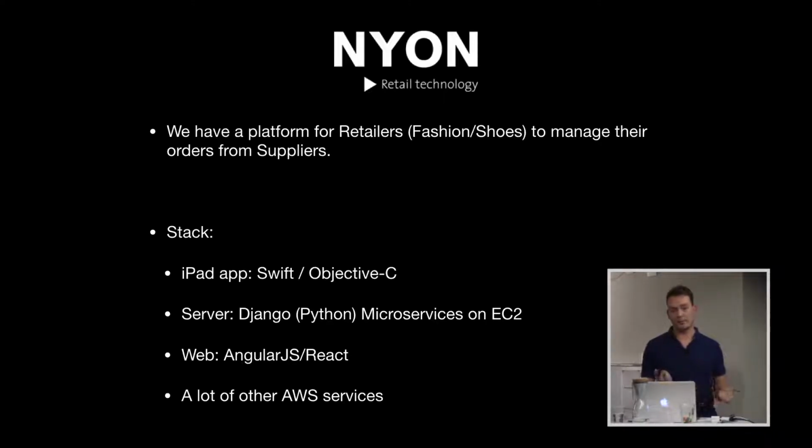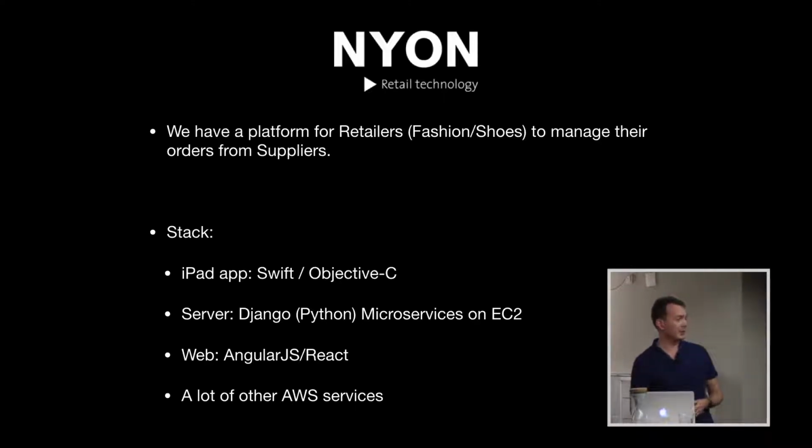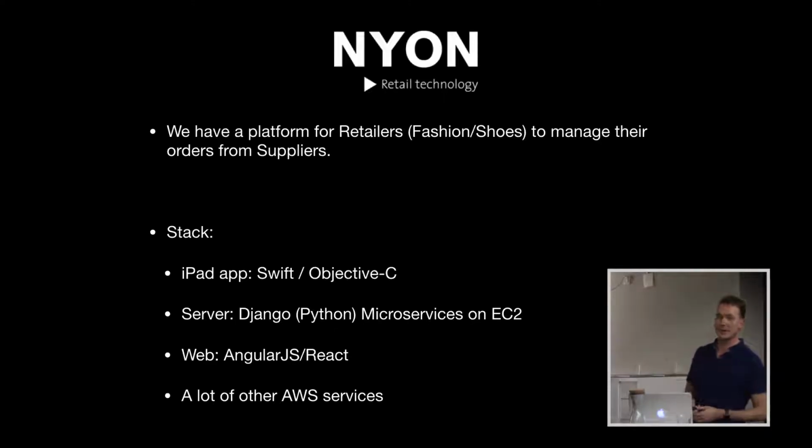On the iPad app, of course, we use Swift and Objective-C, more and more Swift. Right now, we're about 50-50, so it's a nice mess. And on the server, it's a lot of Python microservices. We have about, I think, 10 different microservices. They're all Django applications. On the web, we used to do a lot of AngularJS, and right now the new stuff we're writing in React. And then we have a lot of AWS services that we use, about 15 different services now.